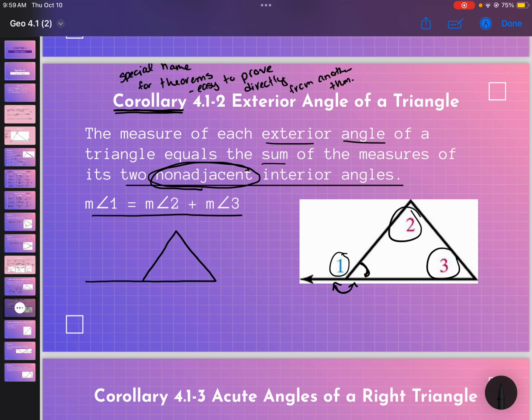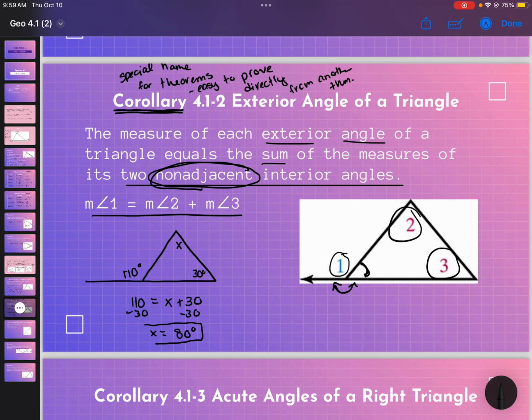Let's do an example to see this at work. So here is our diagram. I'm going to tell you that this angle is 110 degrees. I'm going to ask you to solve for x. This one is 30 degrees. Setting this up with our corollary, we would say 110 equals the sum of my two non-adjacent angles. I would subtract 30 from both sides, and I would get that x equals 80 degrees.